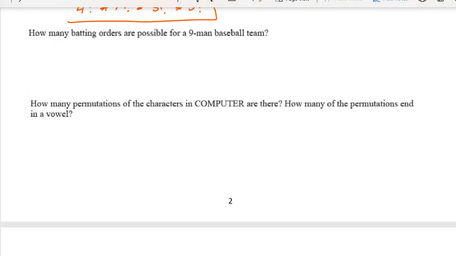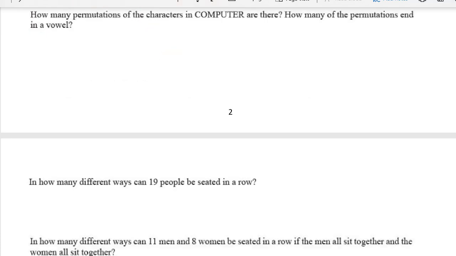Okay, here we have: how many batting orders are possible for a 9-man baseball team? So if you have 9 men, how many different orders do we have? We have 9 factorial orders. Simple as this.